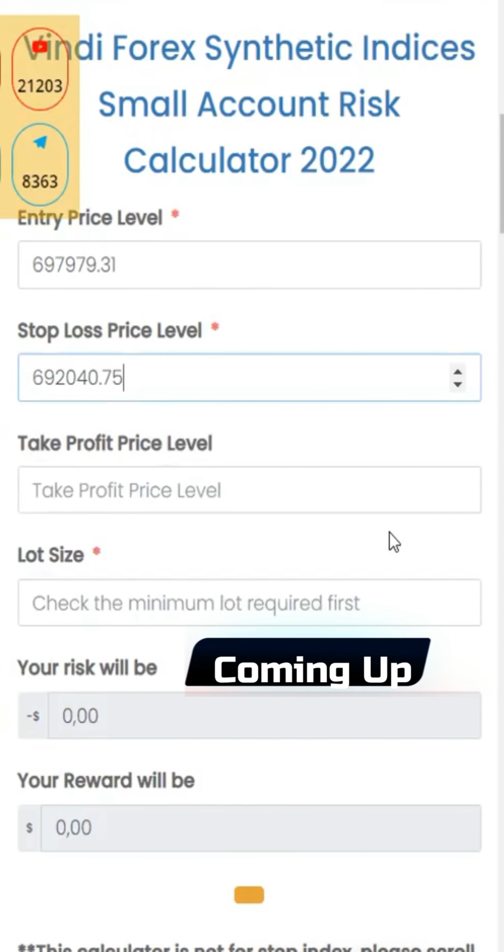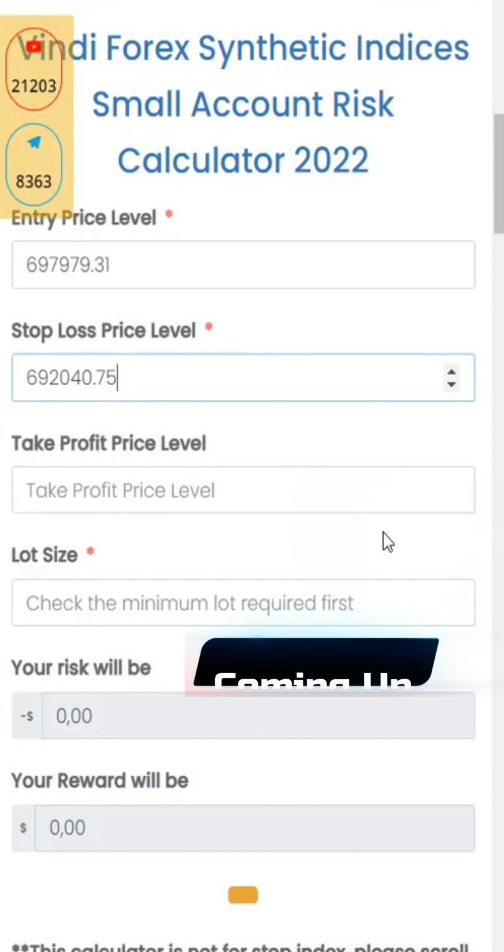Right there, I've created a calculator for small accounts. This is for small accounts. Of course, there are certain things you'll have to know before you actually use this calculator. You'll have to analyze, know your entry, and know where your stop loss is going to go. I mean, you can't trade without the stop loss.